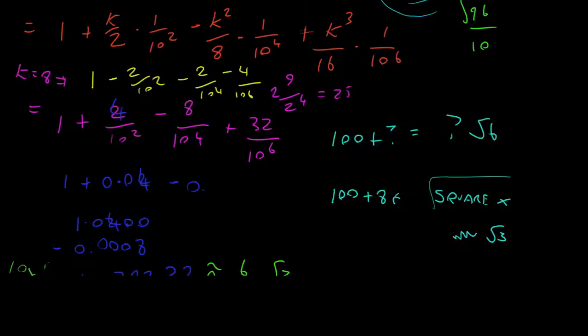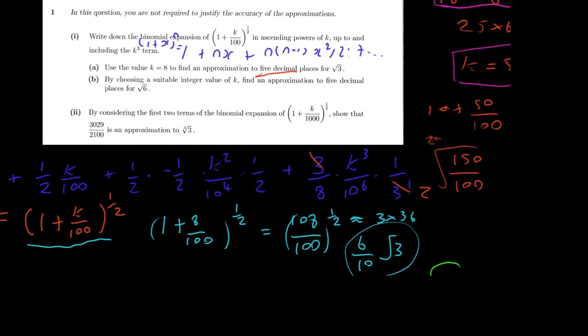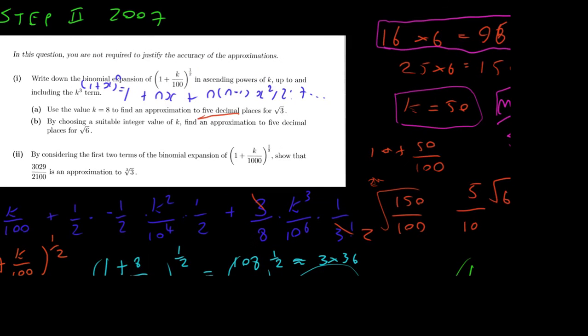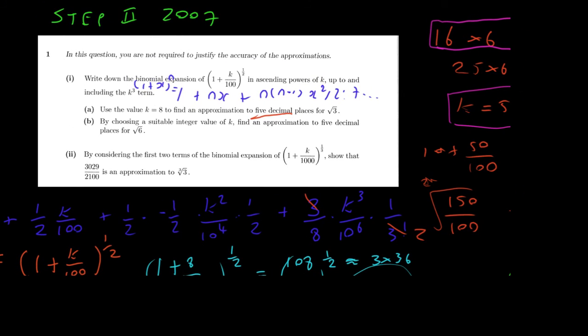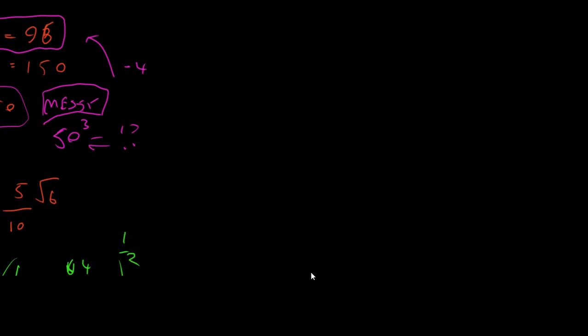Now let's go back to the question and look at part 2. So, I mean, this is similar. We want to consider the first 2 terms of binomial expansion of 1 over k over 1000 the cube root, and we want to show that 3029 over 2100 is approximation to cube root of 3. Well, what are the first 2 terms of this? Yep, that's right. Literally first 2. Okay, so that to the third, first 2 terms are 1 plus k over 3000.